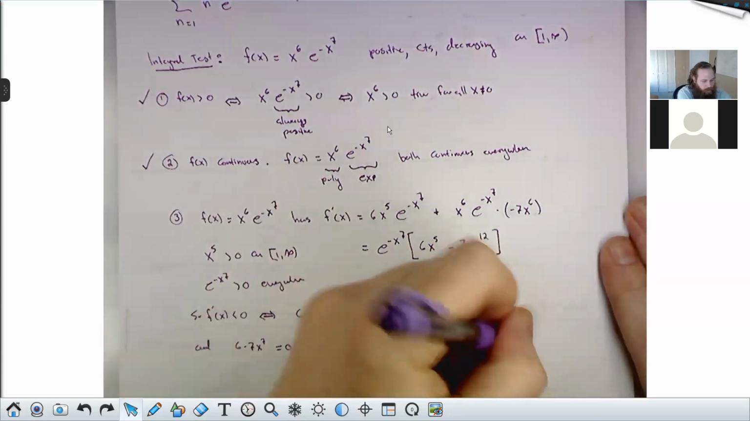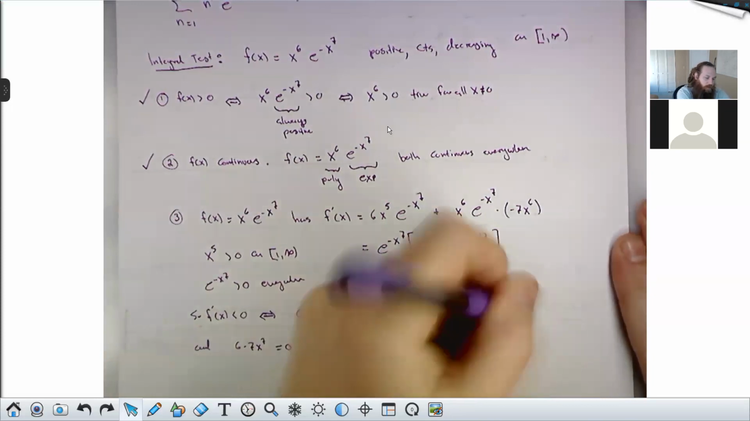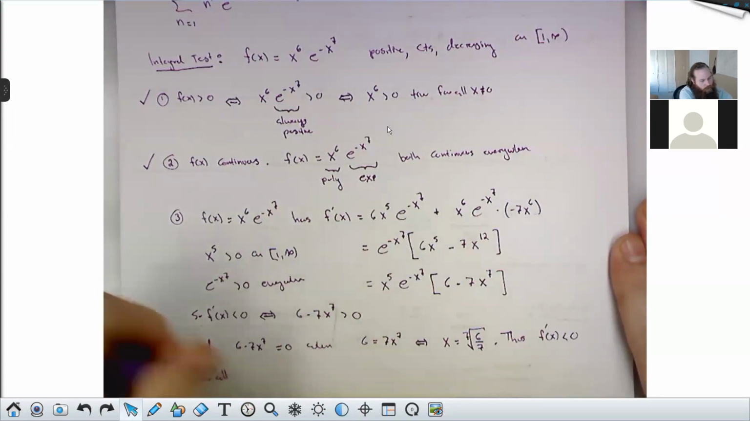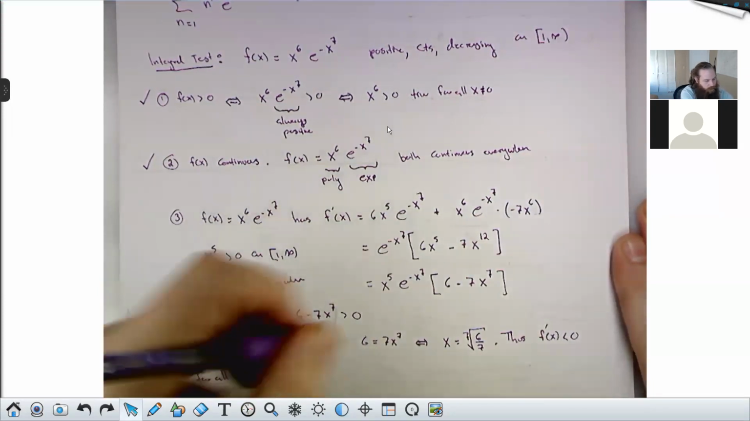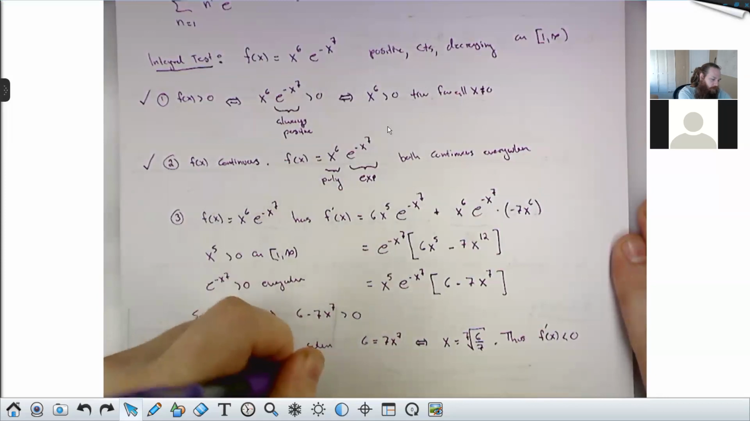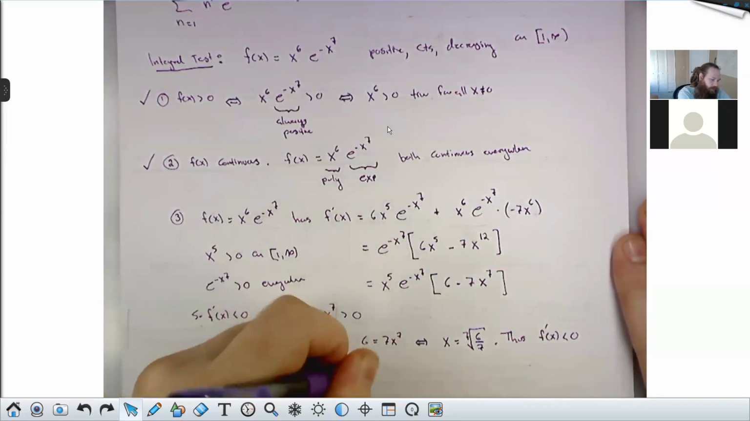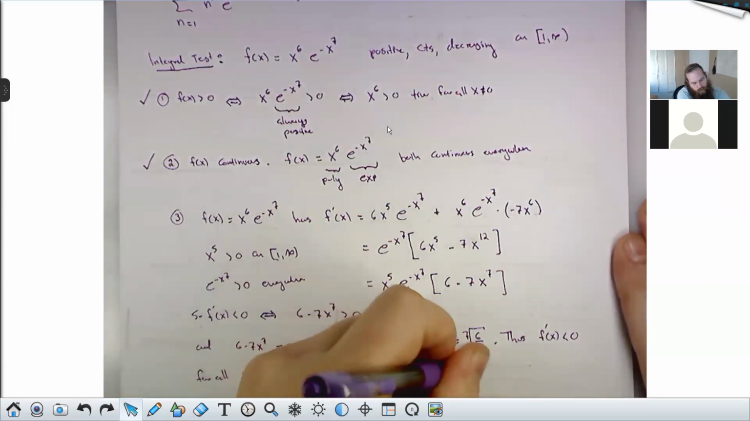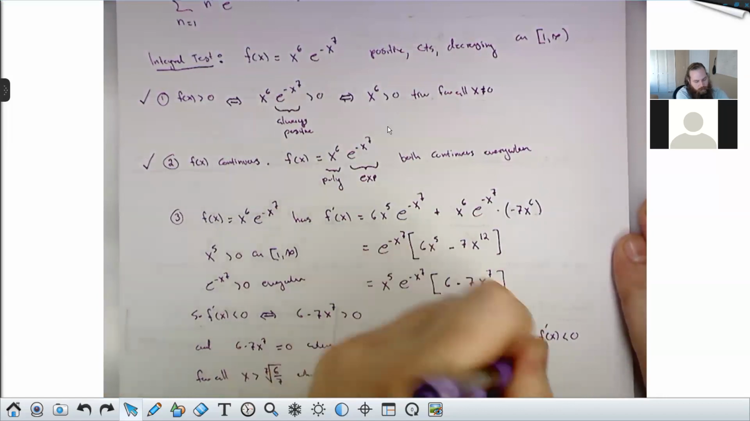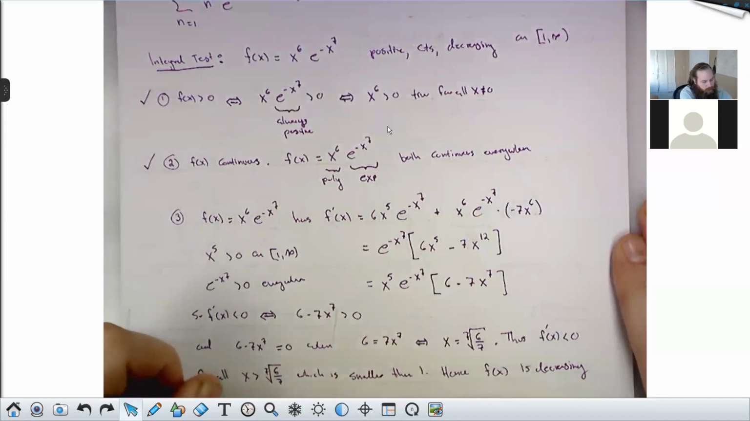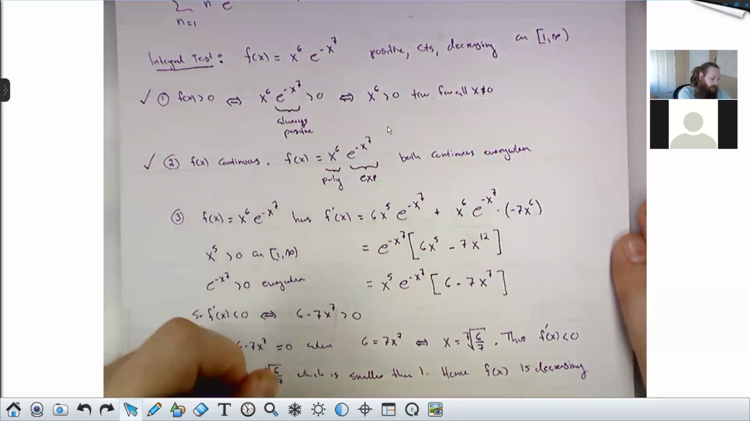So f prime is less than 0 for all x greater than the 7th root of 6/7, which is smaller than 1. Hence, f is decreasing everywhere on the interval 1 to infinity, which is what we wanted.